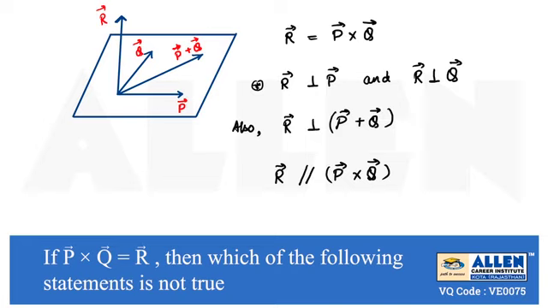In the fourth statement it is given r vector is perpendicular to p vector cross q vector, but we have seen r vector is parallel to p cross q, which means this will be our answer. It is a wrong statement because we have seen r vector is parallel to p vector cross q vector. Therefore, the final answer is r vector is perpendicular to p vector cross q vector. Thank you.